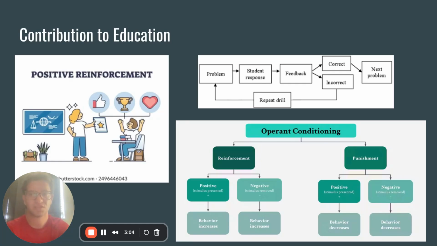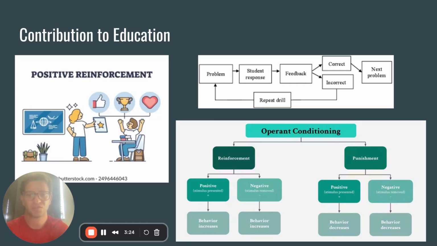The student responds and gets feedback based on the problem. If it is correct, we move on to the next problem. If it is incorrect, we would repeat the drill and try to explain it a different way to help the student understand. And so what we have on the bottom right is operant conditioning.